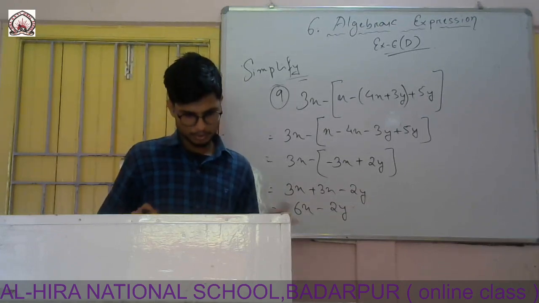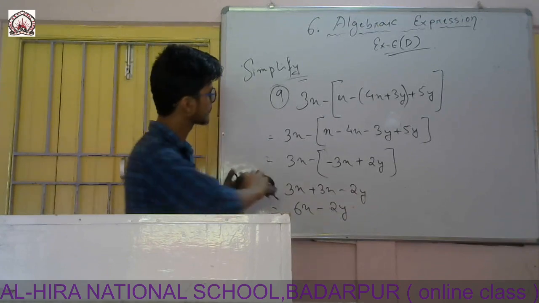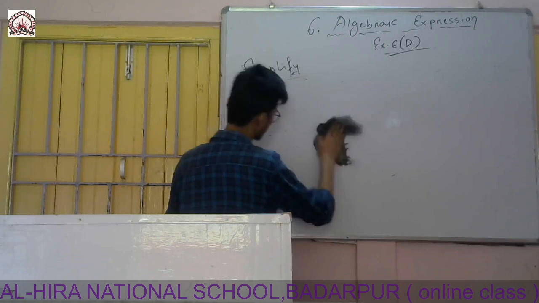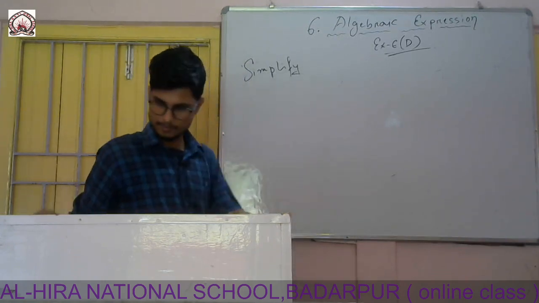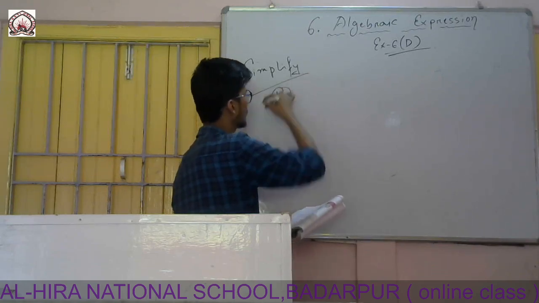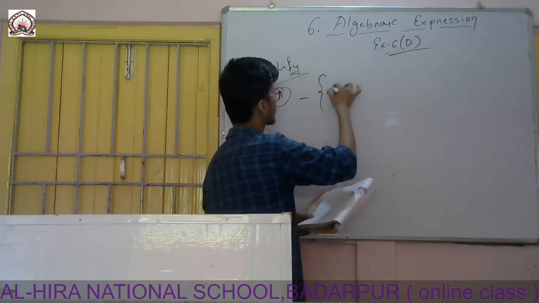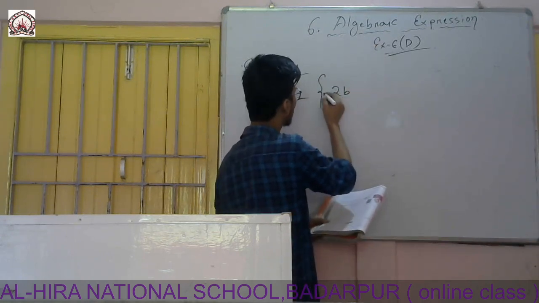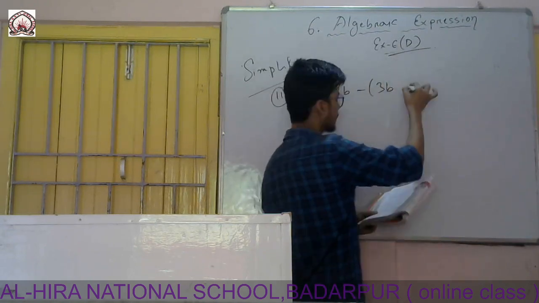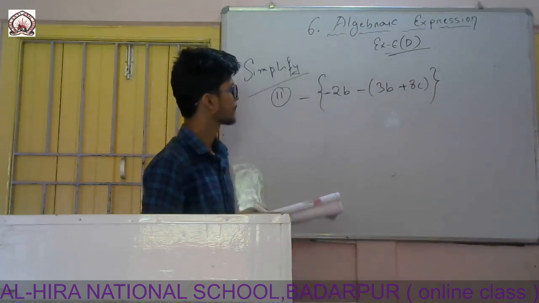So now question number 10 is also the same. Okay, let me do question number 11. Question number 11. It is minus sign given, then second bracket minus 2b, then minus 3b plus 8c. So this is the question.